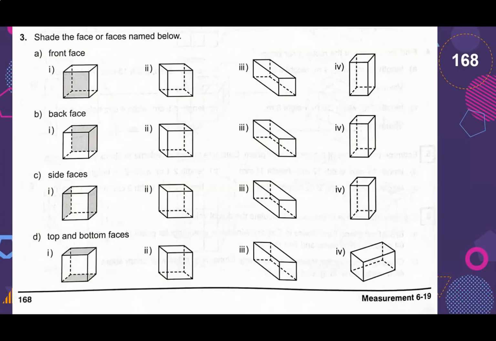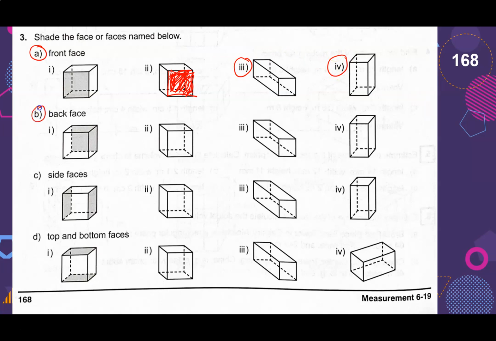Question 3. Shade the face or faces named below. All right, part A, please shade the front face. So the front face, in part 2, is right here. I'm going to shade all of that in. Please try part 3 and part 4 on your own.